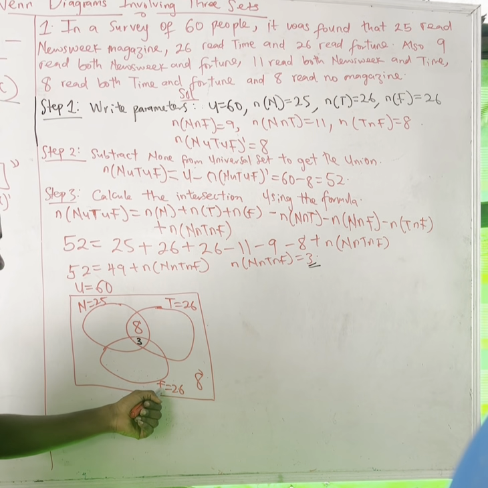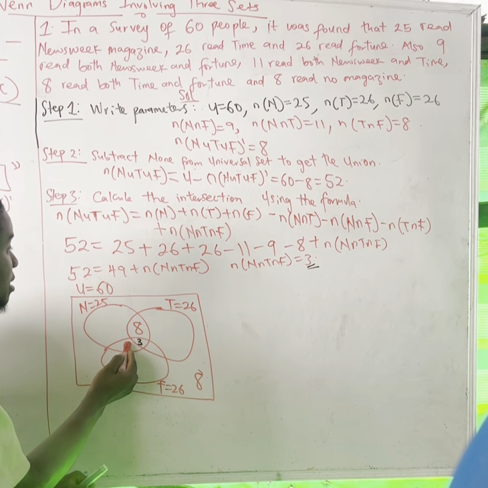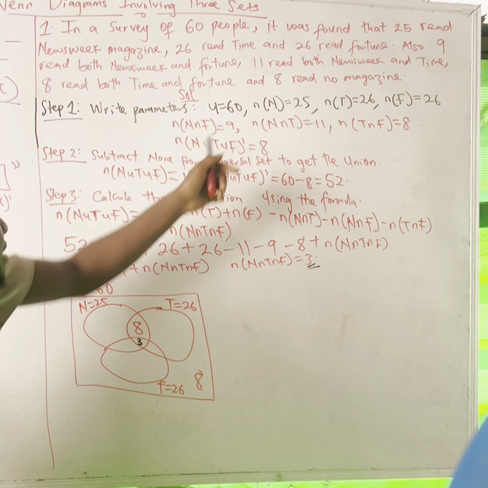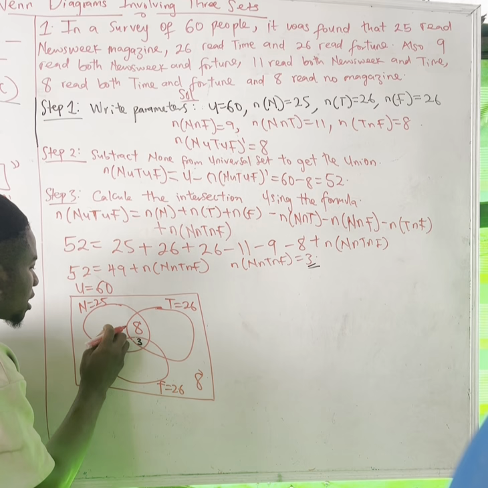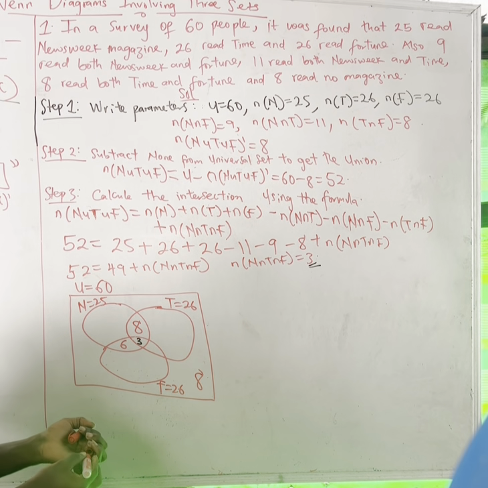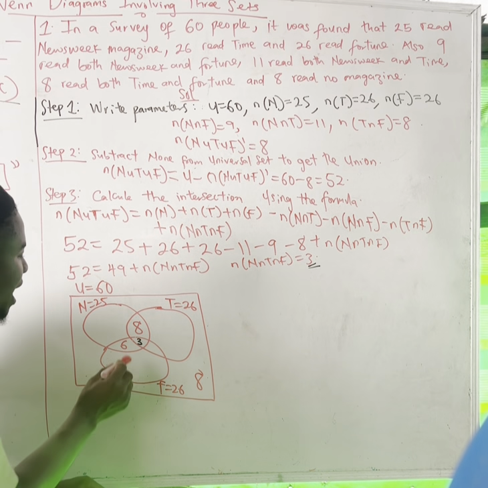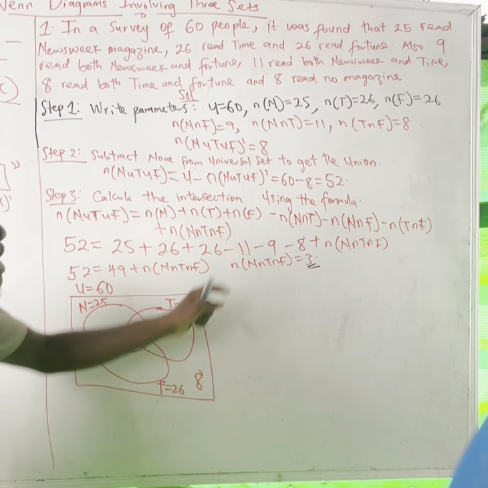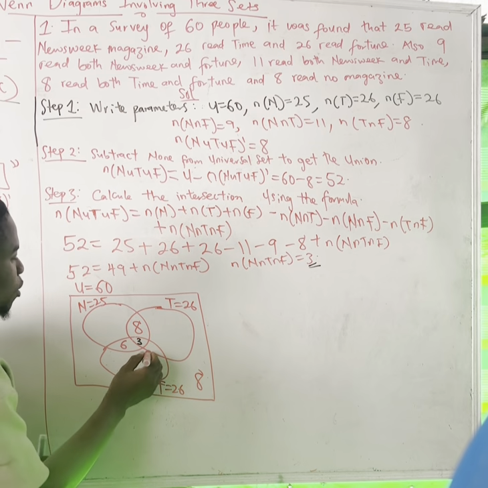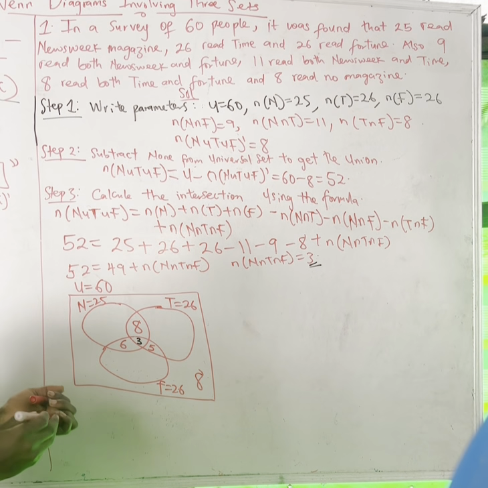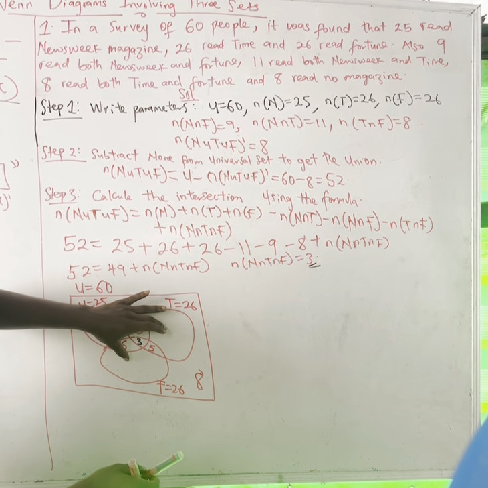N intersection F is the addition of this and this. So my N intersection F is 9. So this will be what? 6. 6 plus 3, that is 9. The next one is T intersection F. My T intersection F is the addition of this and this, and the value is what? 8. So this one will be what? 5.